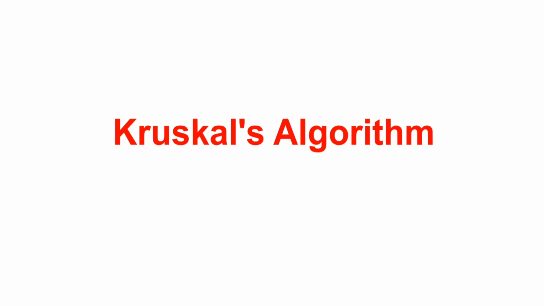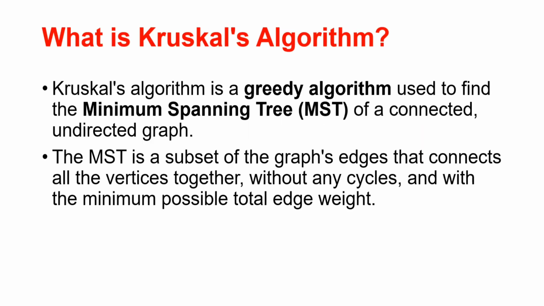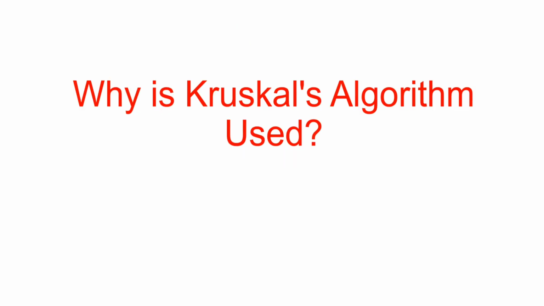Next we move on to what Kruskal's algorithm is. It is a greedy algorithm used to find the minimum spanning tree of a connected graph. A minimum spanning tree is a subset of the graph's edges that connects all the vertices together without any cycle and with the minimum possible total edge weight. This is all about what Kruskal's algorithm is.